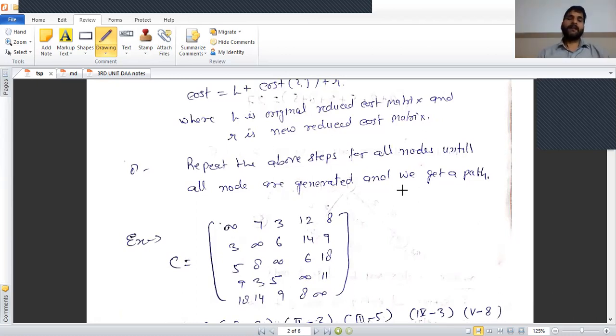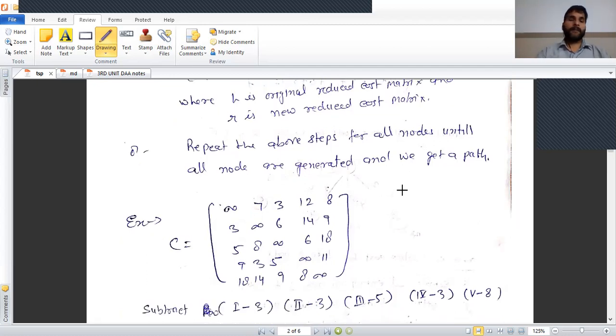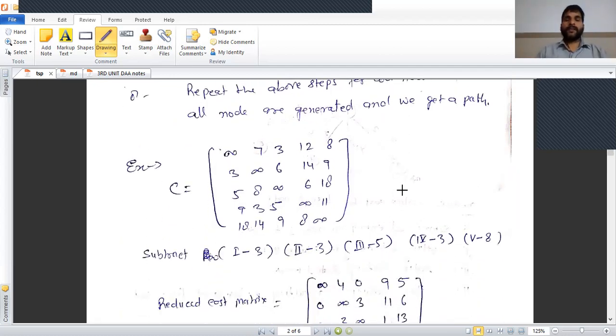For example, for solving a TSP problem using branch and bound, first we calculate the cost matrix. Given C equal to: infinity 7 3 12 8; 3 infinity 6 14 9; 5 8 infinity 6 18; 9 3 5 infinity 11; 18 14 9 8 infinity. Now we create a reduced matrix.